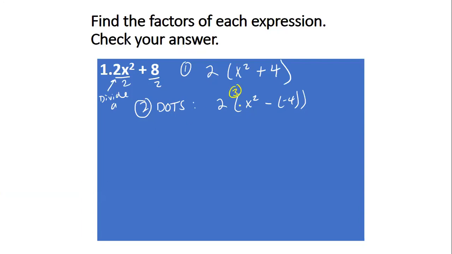So step 3 is to take the square root of each term. Difference of 2 squares. So I'm going to take the square root of each term, and I'm going to write my factors. My GCF is still there. What is the square root of x squared? X. What is the square root of negative 4? 2 what? 2i. If there's a negative underneath the square root, you have to include the i.